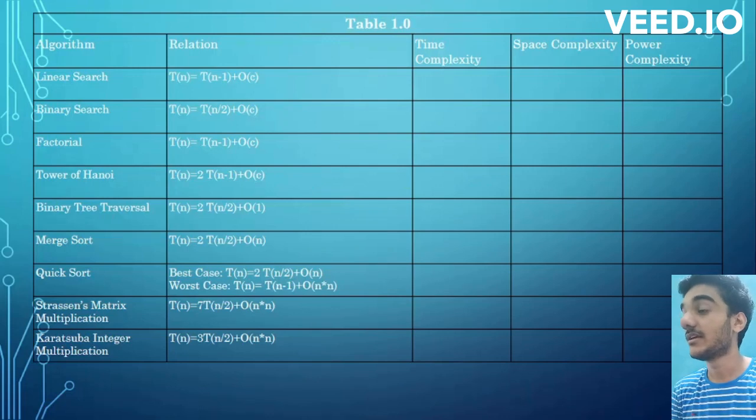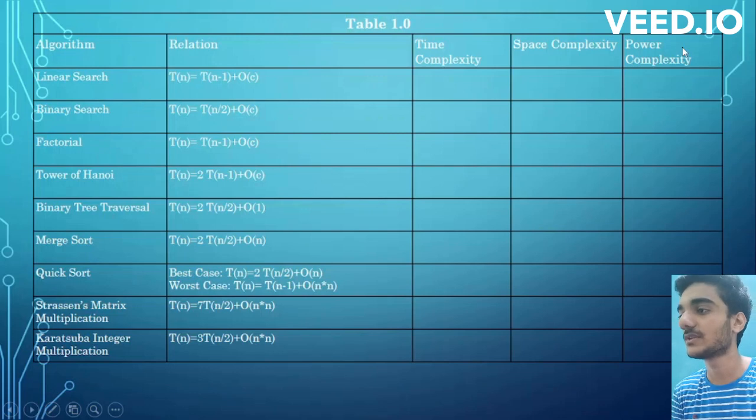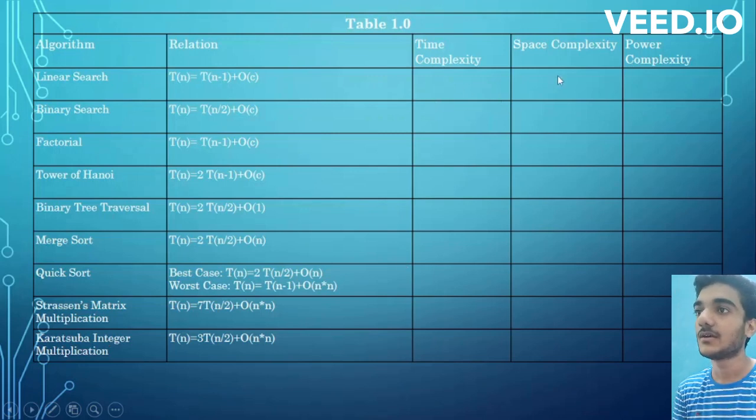A table is given here which has the following columns: algorithm, relation, time complexity, space complexity, and power complexity. The given algorithms are linear search, binary search, factorial, tower of Hanoi, binary tree traversal, merge sort, quick sort, Strassen's matrix multiplication, Karatsuba integer multiplication. And here are the recurrence relations given for the same. And we have to find all of their time complexity, space complexity, and power complexity.